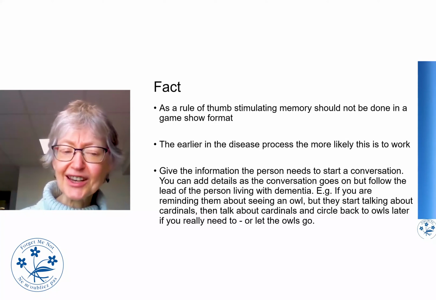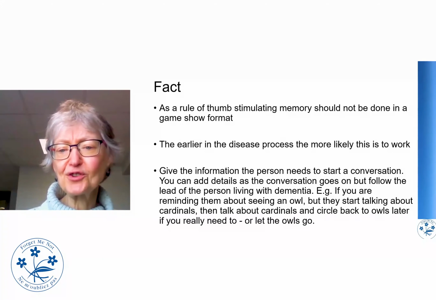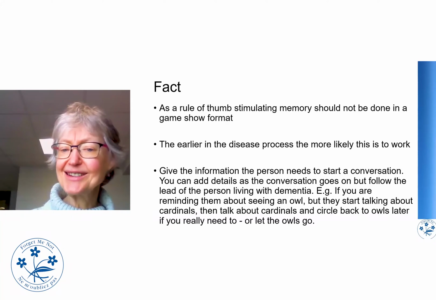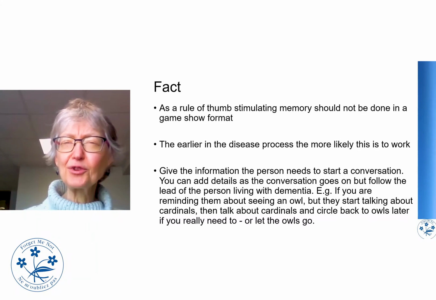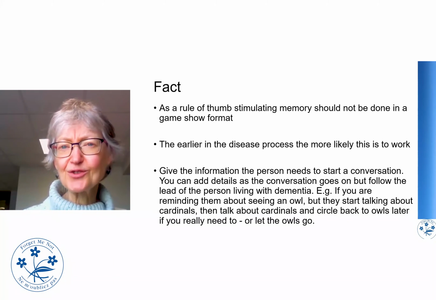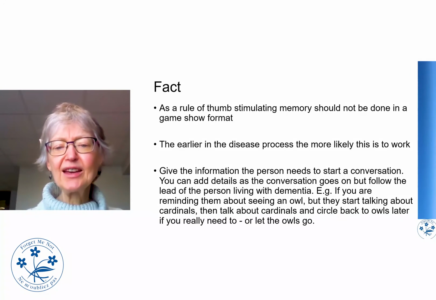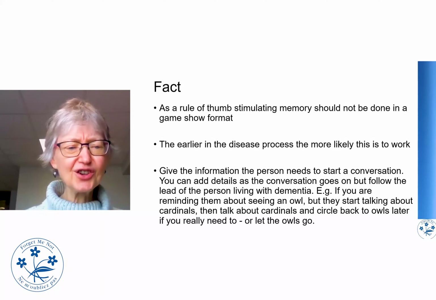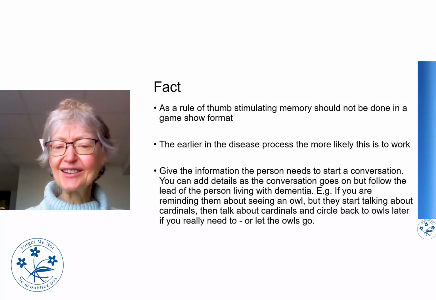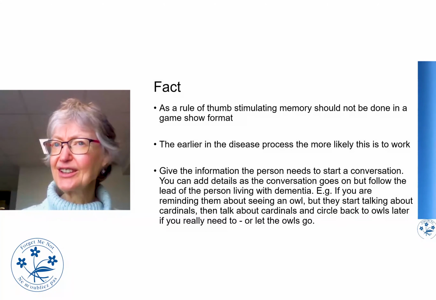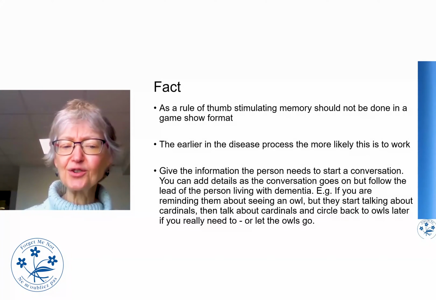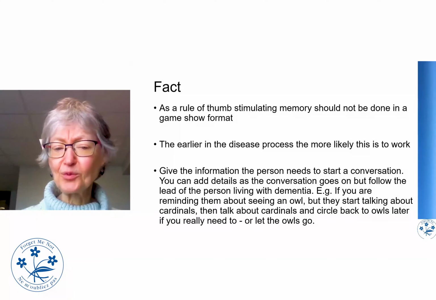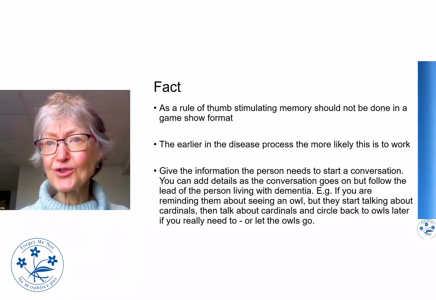So I suggest give the information the person needs to start a conversation. You can add details as the conversation goes on, but follow the lead of the person living with dementia. So here's a little example for you. If you're reminding them about seeing an owl, but they start talking about cardinals, then talk about cardinals. And you can circle back to owls later if you really need to or you really want to, or you can let the owls go.